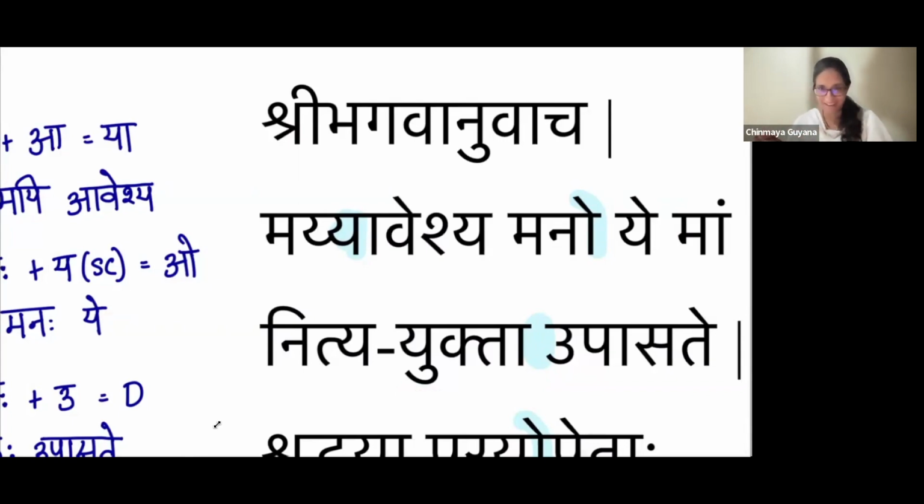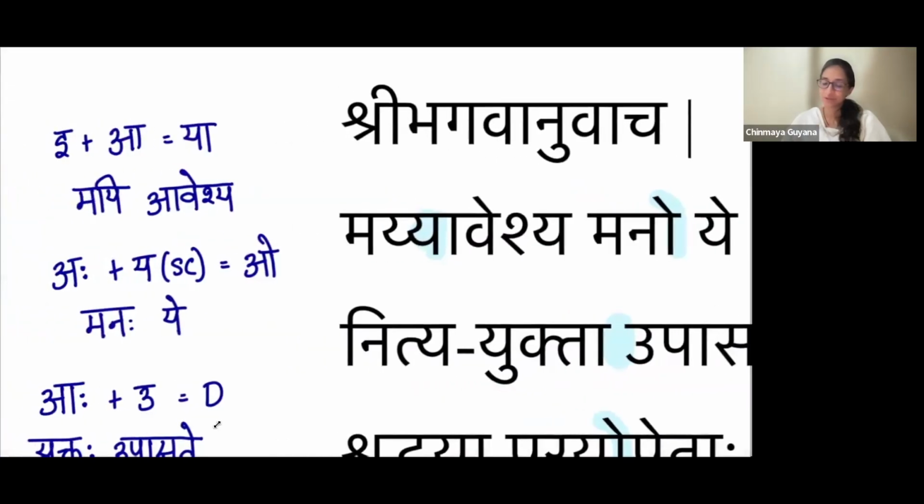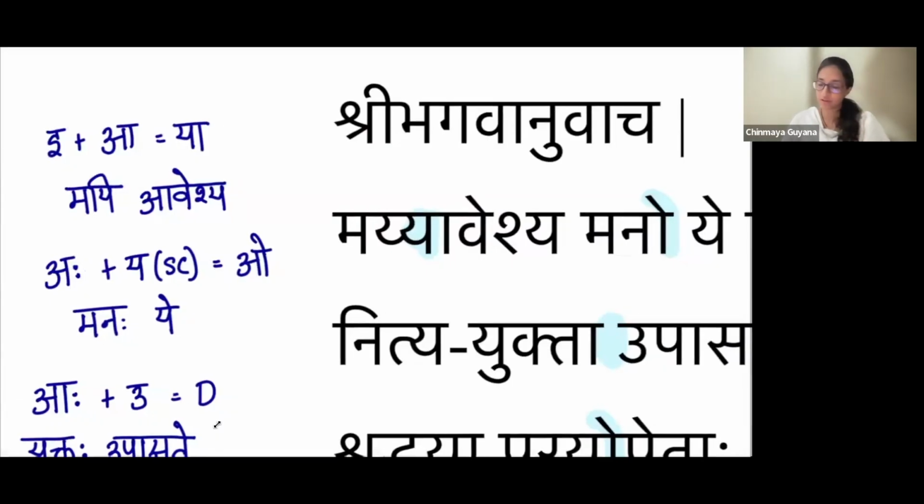Easy, super easy mark there. Okay, visarga is there. So the original word is going to be yuktaha and upasate. So easy. All you can do is literally be like, okay, there's visarga. Your original words are yuktaha and upasate. Okay. So then what is the rule?